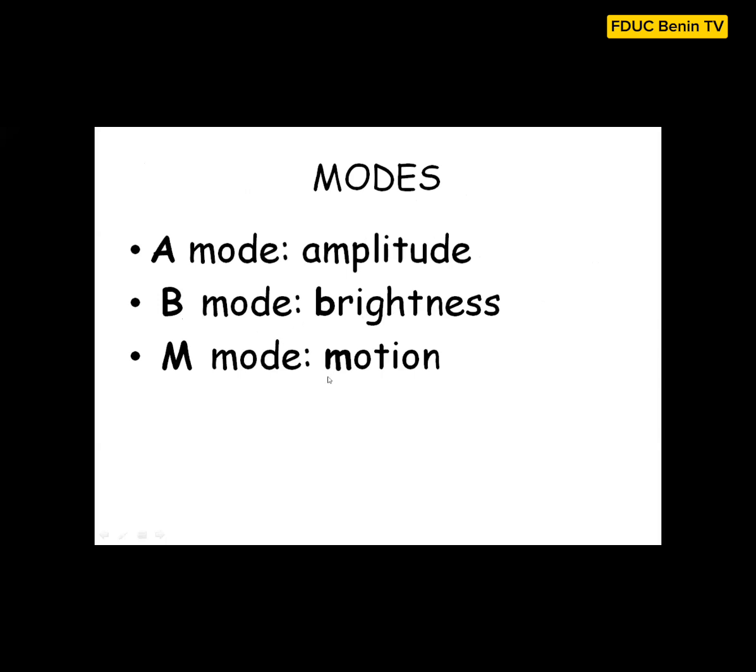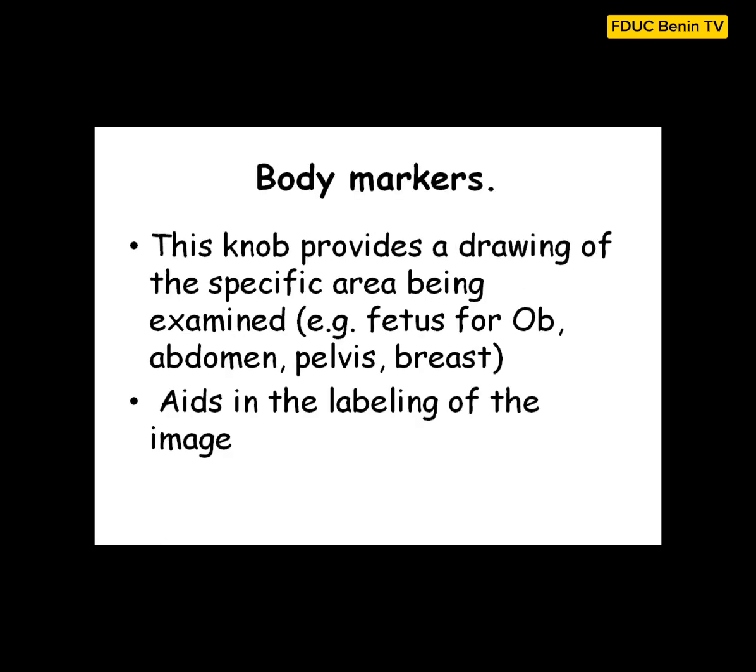And if you want to now measure motion, like the fetal heart rate, then you click on the M mode. So all those knobs are there on the machine. You see B, you see M, you click on it. But when you are scanning normally, the one you are using commonly is the B mode. Some machines have it as 2D, but that is the brightness mode. That is the mode we use when we are scanning. You only use the M mode when you want to take the fetal heart rate or measure moving structures.